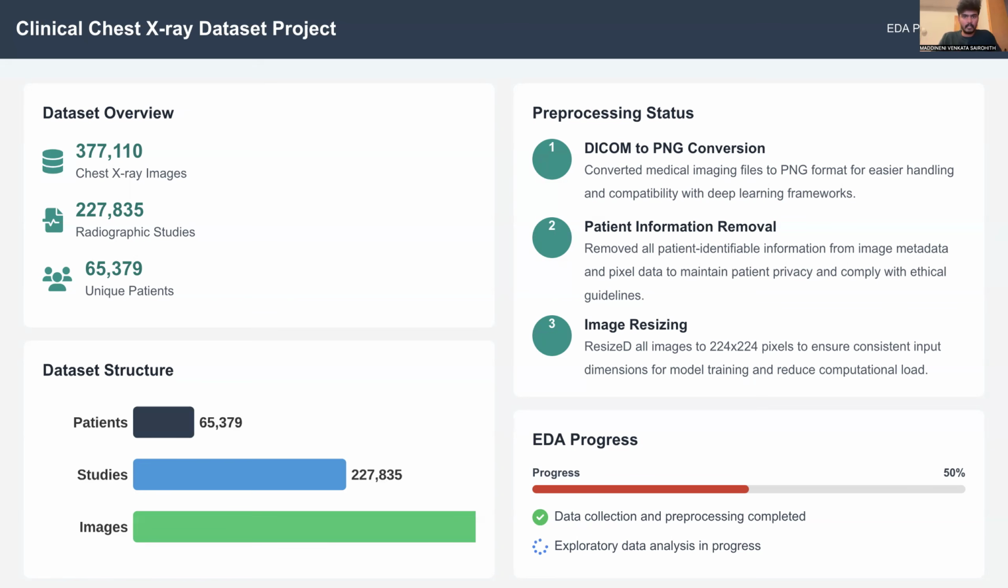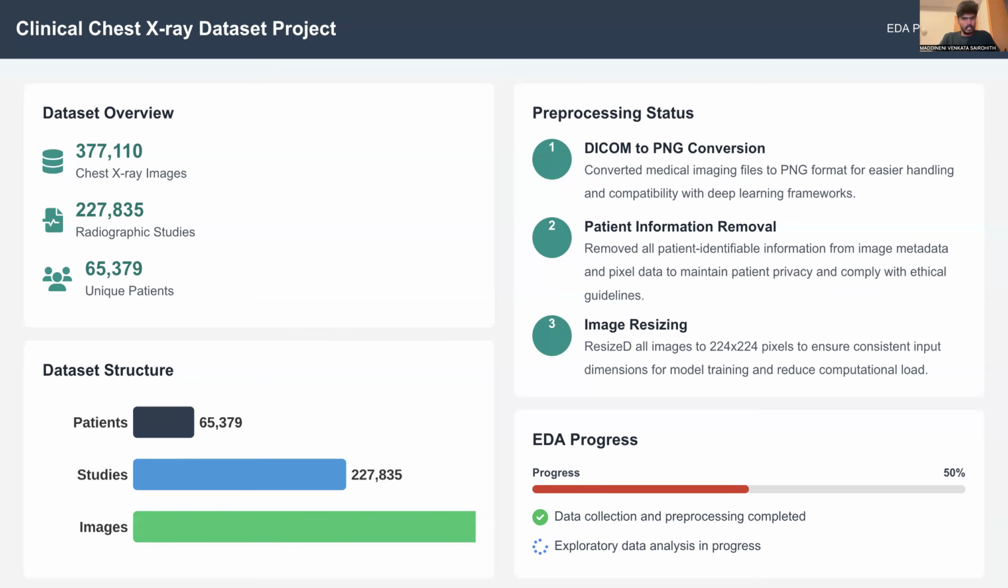maintain privacy. While cleaning, I found very particular problems, like patient ages being 400 years old, which clearly isn't possible. I also noticed large differences in image brightness and contrast because the X-rays came from different machines. To fix that, I started applying normalization, which I need to explore further by next week.